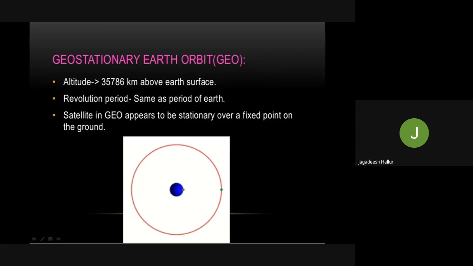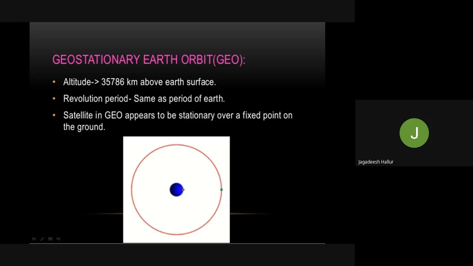The satellite in geostationary Earth orbit appears to be stationary over a fixed point on the ground. If you see from the Earth station to the geostationary satellites, it looks stationary. It does not move anywhere. If it moves or changes its path, you have to control it from the Earth station itself. It looks like a stationary orbit, fixed in the path.